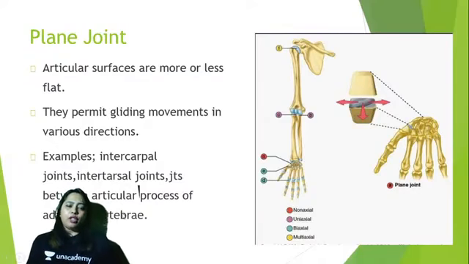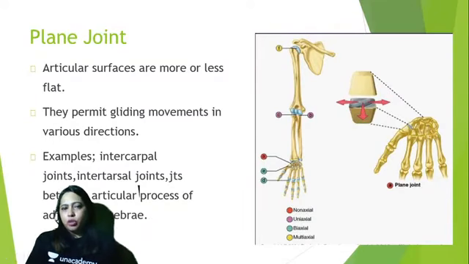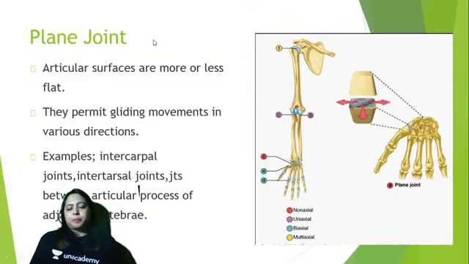And then you have articular process of adjacent vertebrae. I'm not talking about the vertebral bodies. Vertebral bodies are separated by the disc. So that is a different type of category that comes under the category of secondary cartilaginous joint. I'm not talking about that. I'm talking about the articular process of the adjacent vertebrae. So that is again plane surface. So it is a plane joint.